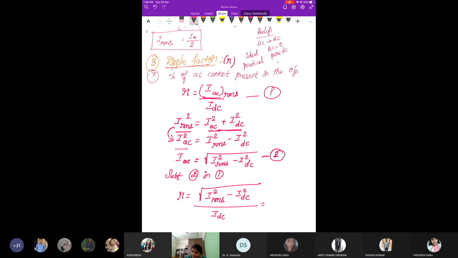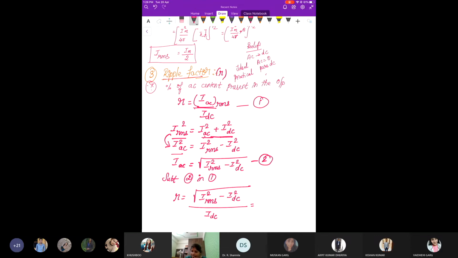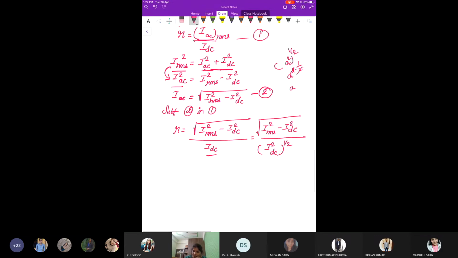So what do we have to do next? For the simplification, I am going to write the denominator term. The numerator term is in terms of square root. In order to do the simplification, I am going to write this I_DC as I²_DC whole power 1 by 2. So you know that a square whole power 1 by 2 is nothing but a power 2 into 1 by 2. The 2s cancel, you will get a only. In order to make a simplification, I am going to write this I_DC as I²_DC whole power 1 by 2.